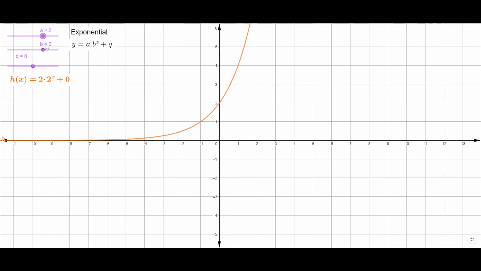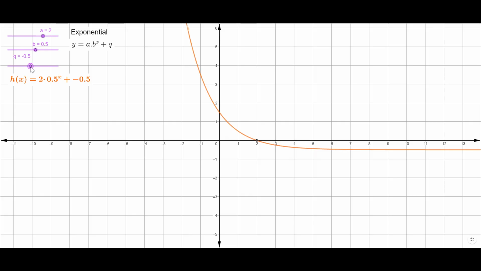Let's make our b a fraction. Let's make it a half. And let's make our a... Currently my A is positive 2. Now I already changed my A. Let's make our Q negative.